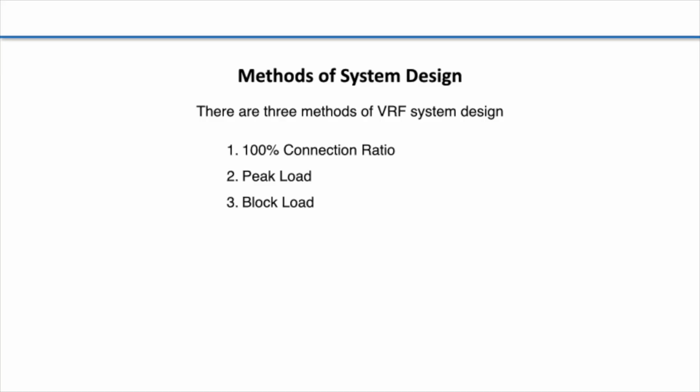There are 3 different ways to select a VRF system. There's sizing it to 100% connection ratio, there's designing it to peak load, and there's designing it to block load. I'm going to take a look at each one of those methods. The most straightforward way of designing a system is through 100% connection ratio.